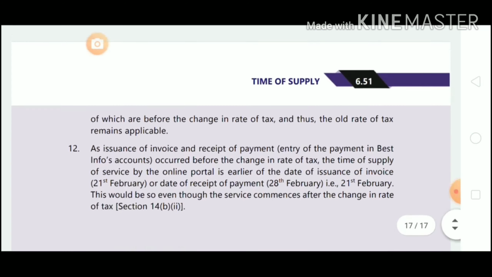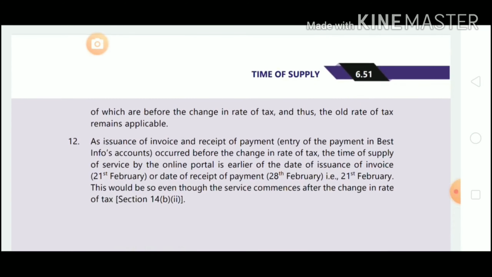Follow from the beginning. As issuance of invoice and receipt of payment, entry of the payment in Best Info's account occurred before the change in rate of tax, the time of supply of service by the online portal is the earlier of the date of issuance of invoice, that is 21st February, or the date of receipt of payment, that is 20th February. That is, the earlier one is 21st Feb, so that will be the TOS. This would be so even though the service commences after the change in rate of tax. Even if the service is commencing after the change in rate of tax, the TOS will be 21st Feb.